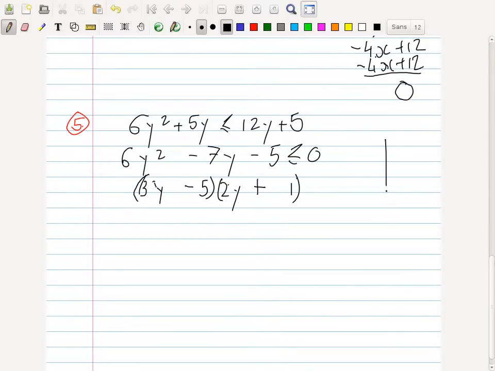Right, so a little graph here. So there is minus a half. And then this one here is 5 over 3. And it's less than 0, so I want the piece underneath. So that means y is between minus a half and 5 over 3.